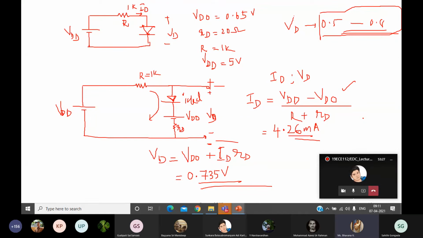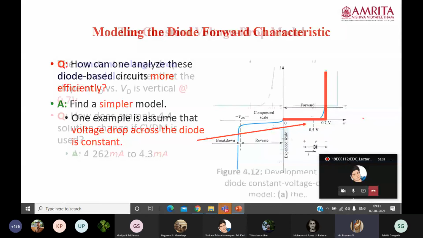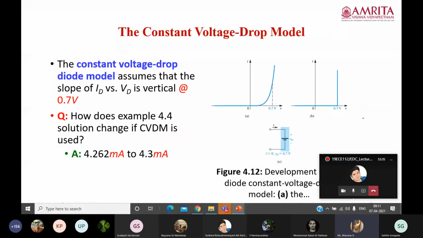Did you understand this numerical? Yes, ma'am. It is a GATE question. Okay. Now we'll go for the next model, the constant voltage drop model. Or the 0.7 volt drop model.